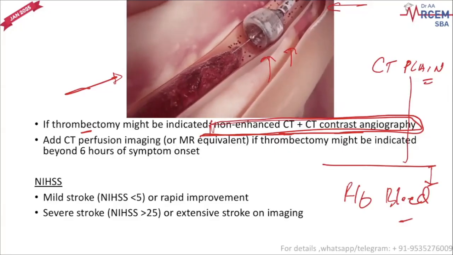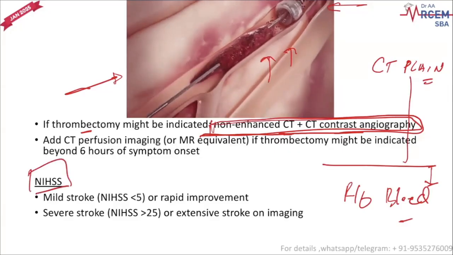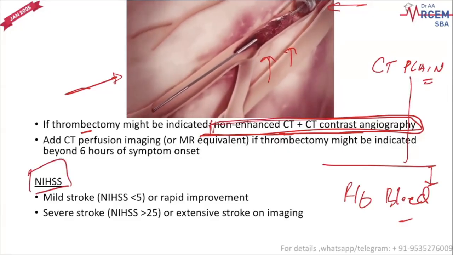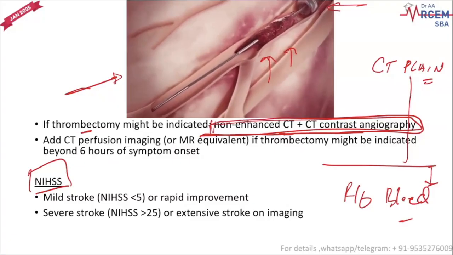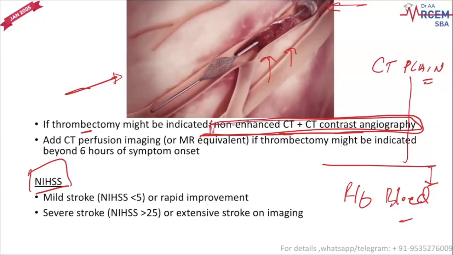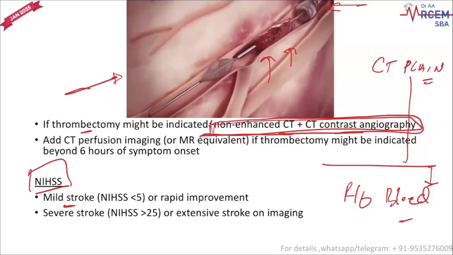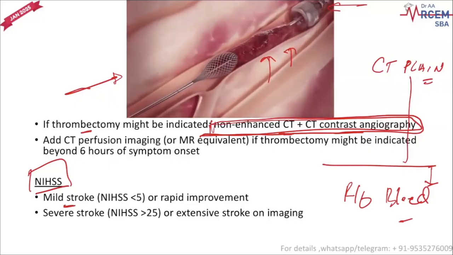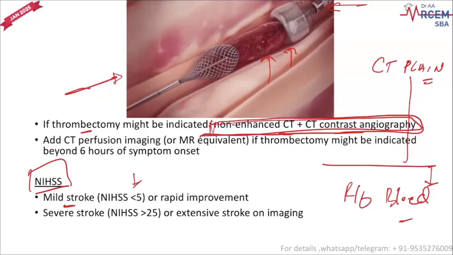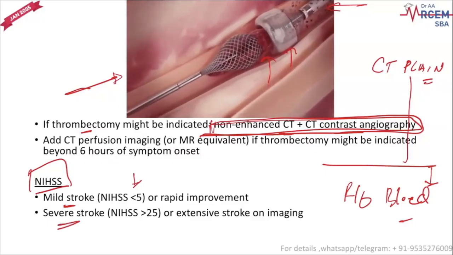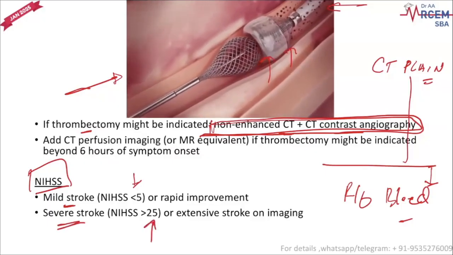At the same point of time, you need to do NIHSS scoring. NIHSS scoring is an extensive scoring. They do not expect you to remember all the scoring, but it is important to know when you call it a mild stroke. You call it a mild stroke if the NIHSS score is less than 5. You call it a severe stroke if the NIHSS score is more than 25.